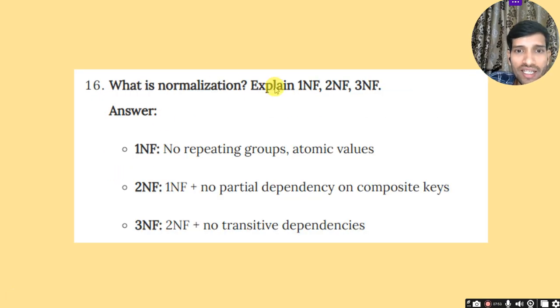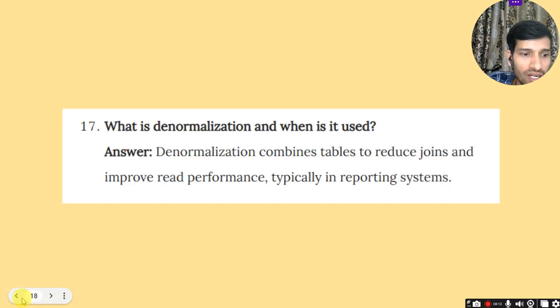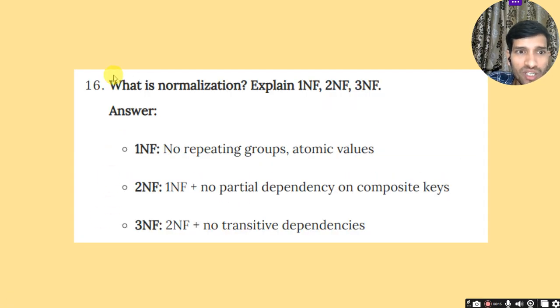So what is normalization? Explain 1NF, 2NF, 3NF. 1NF means no repeating groups, atomic values. 2NF satisfies 1NF and has no partial dependency on the composite key. And 3NF, along with 2NF, has no transitive dependency. Let me know if you want a customized video on normalization or not.